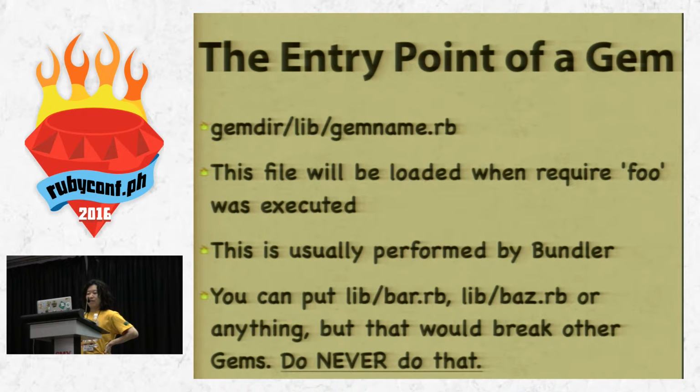So the entry point of a gem is, as I said, the gem's lib directory, and if you require foo, it searches for the foo gem's foo.rb in the lib directory. You actually can put anything in the lib directory, but there's a convention to never put anything but foo.rb inside the foo gem. Right? No exception.